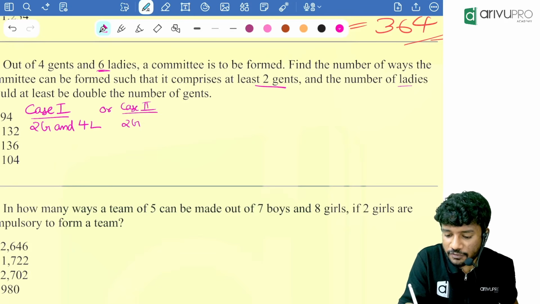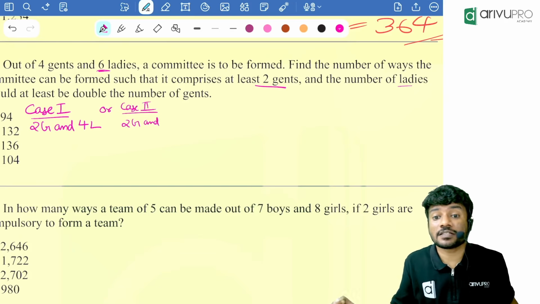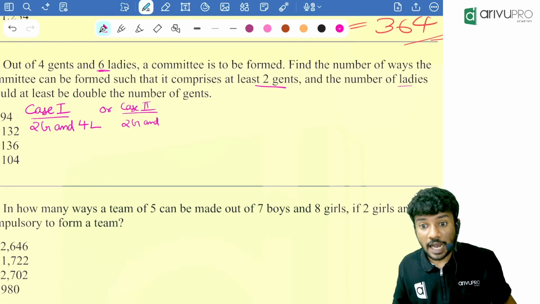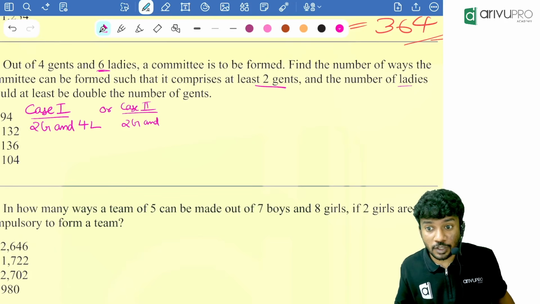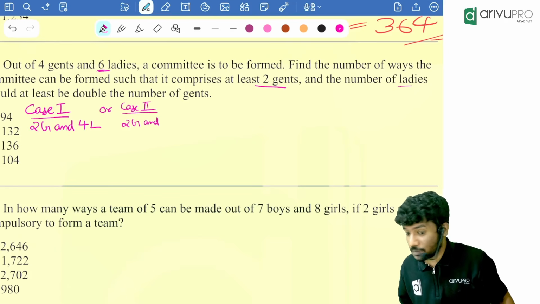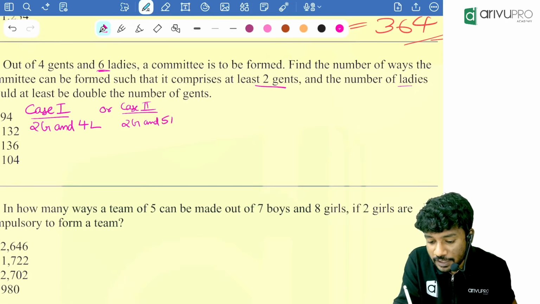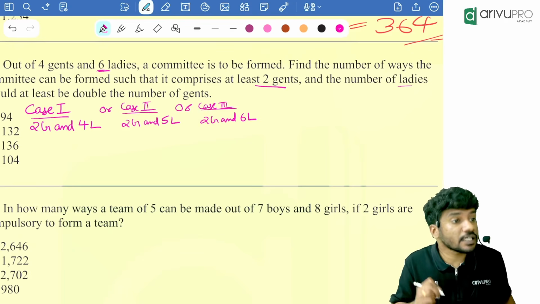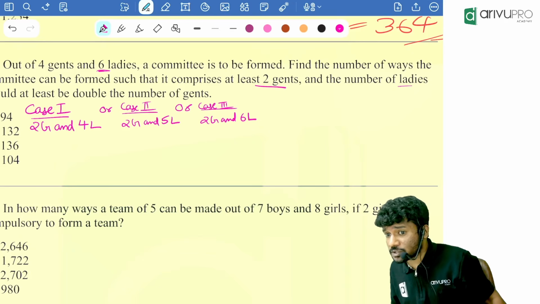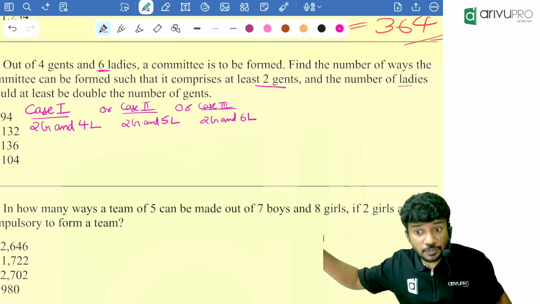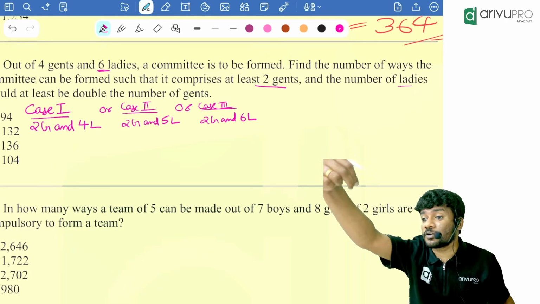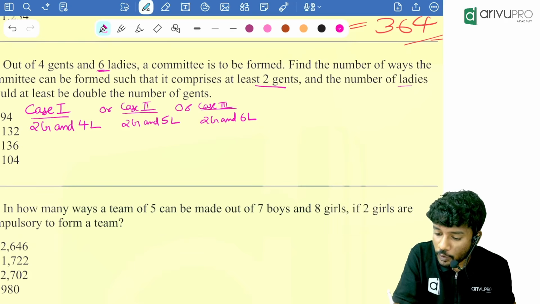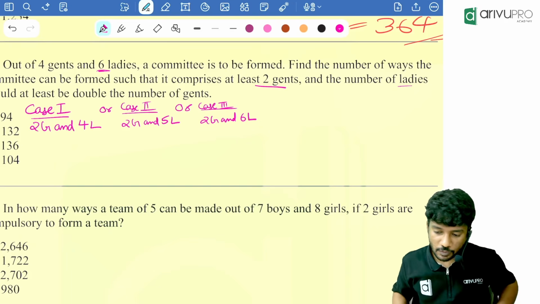2 gents itself and how many ladies are possible? At least minimum double means 4 or more ladies is possible, right? That means 5 ladies are possible. Or case 3. 2 gents and 6 ladies. Is 7 ladies possible in this question? No. Why? In total only 6 are there. Or case 4.